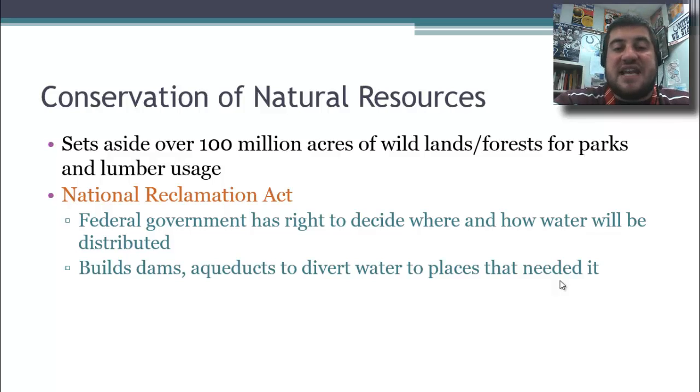He also passes the National Reclamation Act because so many people are moving to the Southwest and Los Angeles that it's really putting some heavy toll on their water usage. And so what the National Reclamation Act says is that the federal government is going to control all the water in the Southwest and build dams and aqueducts to divert water to the places that need it most. And that's going to be the responsibility of the federal government.